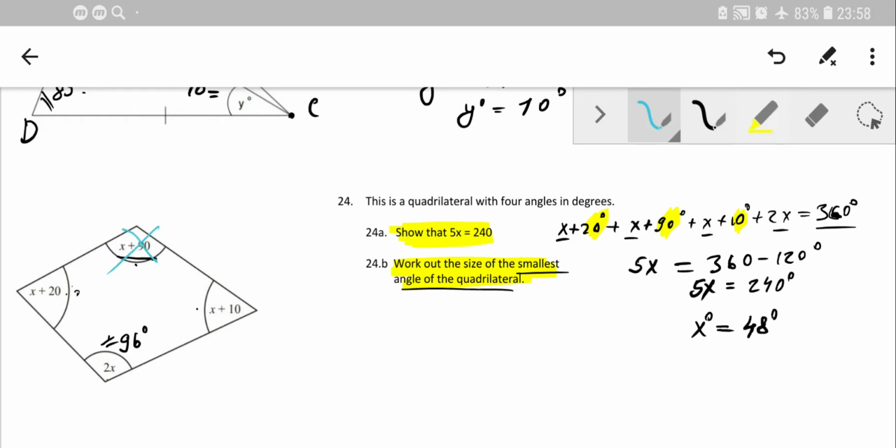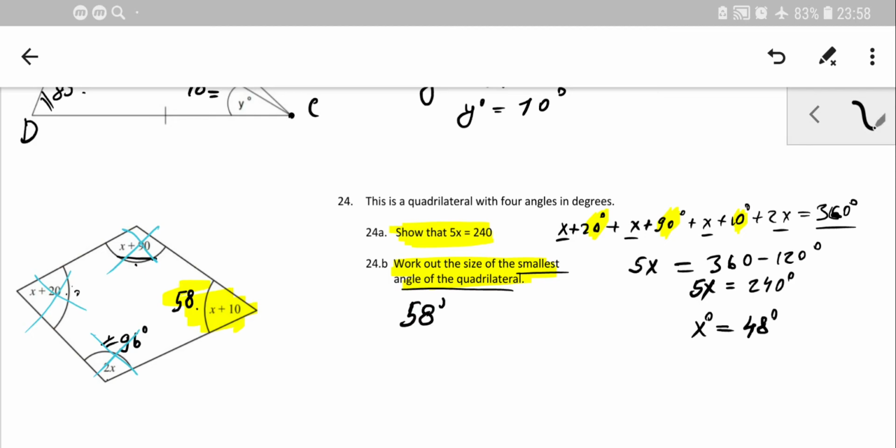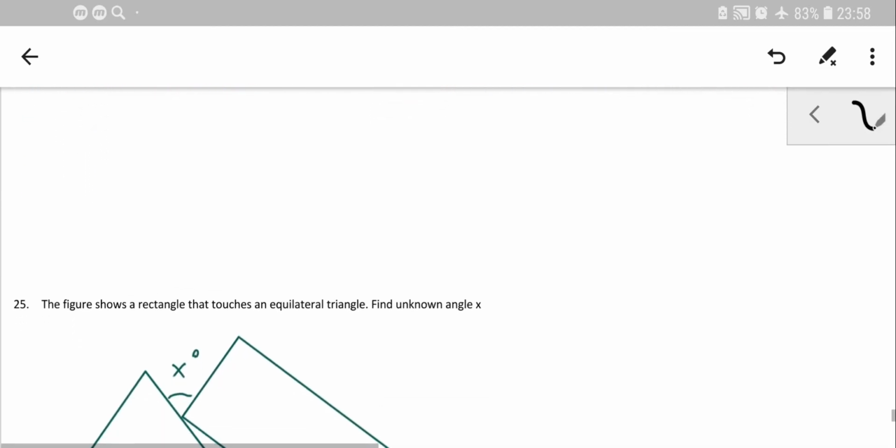This doesn't work. Next one, x plus 10. That's a good value, it's smaller than 96, so you'll get 58 here. Now we can't exclude 96 at all. And obviously x plus 20 should be more, so we exclude that, and we're left with the smallest angle, which is x plus 10. So 58 is the smallest angle for that. So we've done 24.